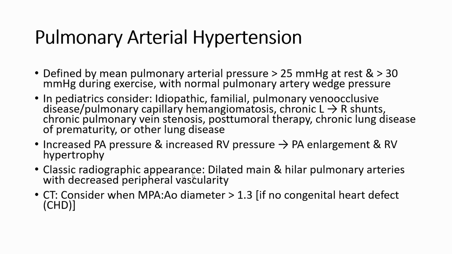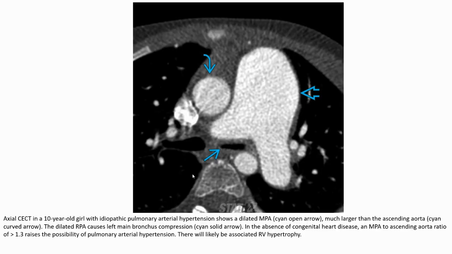Classical angiography shows enlarged main and hilar pulmonary arteries with decreased peripheral vascularity. It is considered when the main pulmonary artery to ascending aorta diameter ratio is more than 1.3. In this contrast enhanced CT, the dilated main pulmonary artery is much larger than the ascending aorta.